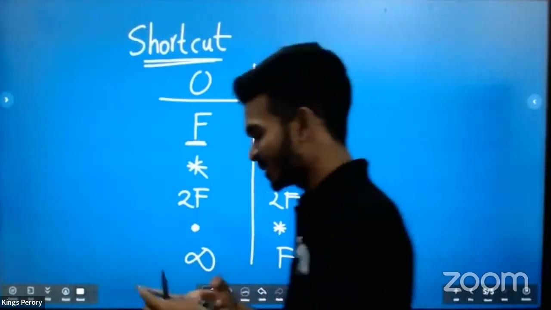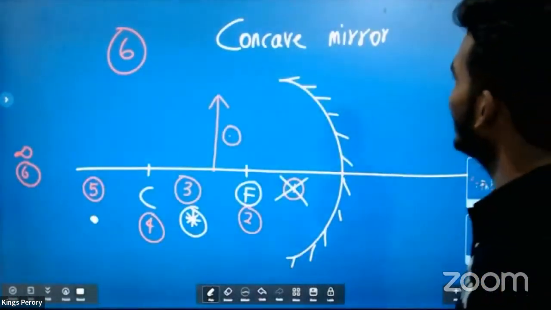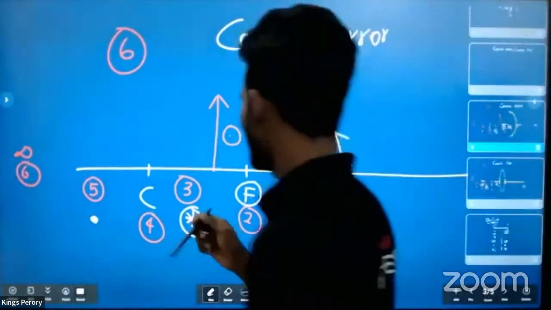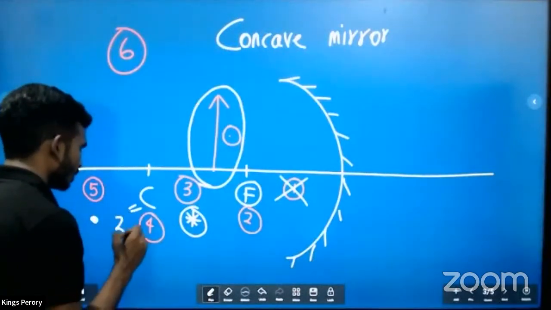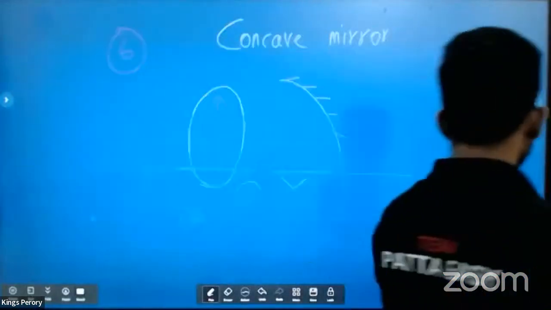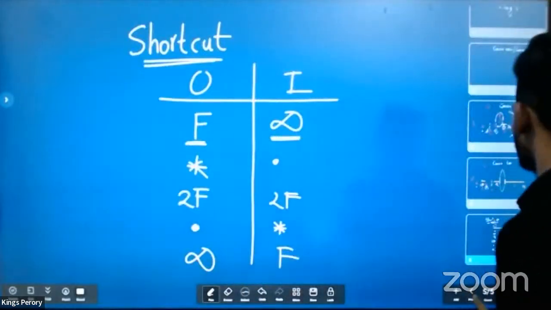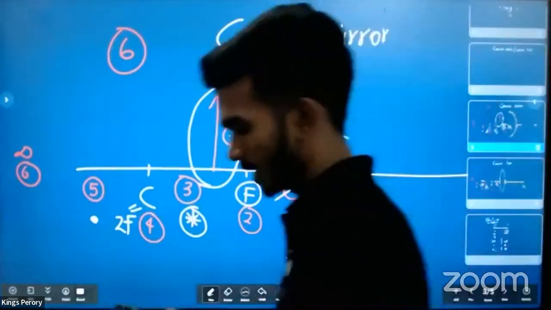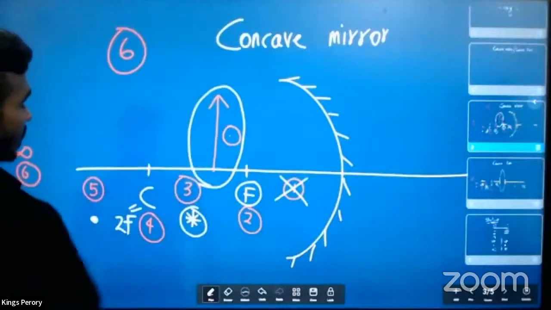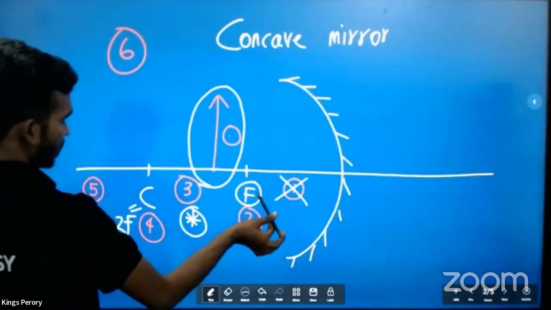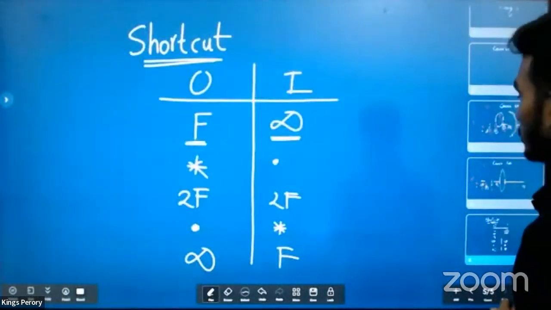Now I'll ask the same question I asked ten minutes before. In a concave mirror, you keep the object between F and C. Now C is only 2F. In our shortcut, C I named as 2F. Two times C is 2F. Same question I'm going to ask again. In a concave mirror, object placed between F and center of curvature, that is star. Where is the image formed?